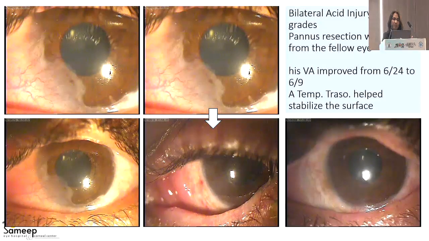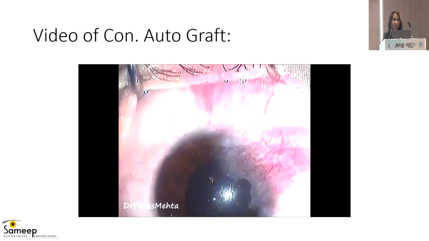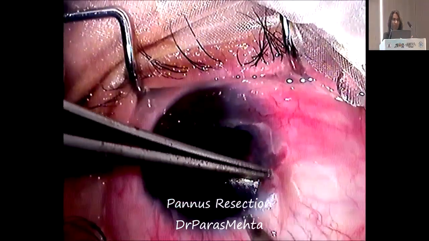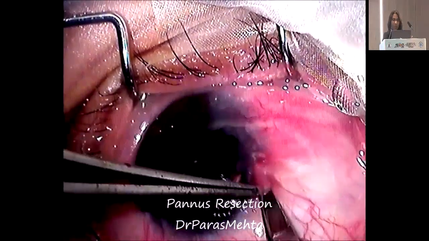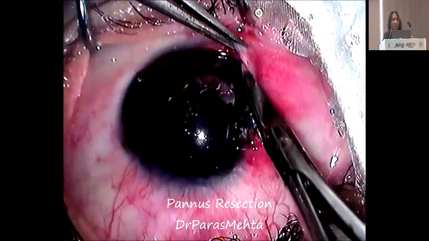This is a bilateral acid injury patient who had injury of different grades and developed pannus in one eye. So we ended up doing a pannus resection with a conjunctival limbal autograft from the fellow eye, as you can see here, and his vision improved, and a temporary tarsorrhaphy helped in stabilizing the surface. This is a video of the same procedure. As you can see here, if there is just a pannus, you don't need to do a SLET.